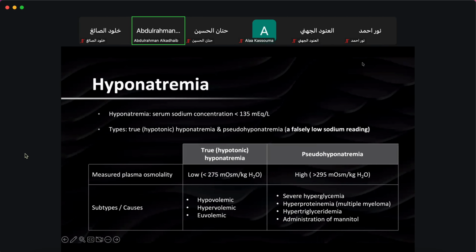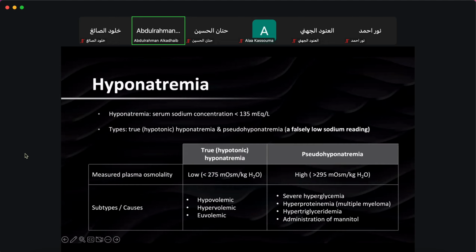As you can see in the table here, the main difference between the two types, the true hyponatremia and the pseudo-hyponatremia, is the osmolality level. And as we said, because the sodium contributes the most to the osmolality level, we're expecting it to be low in true hyponatremia. And in pseudo-hyponatremia, it should be high or sometimes normal because of the other particles in the volume that may falsely make the sodium level low and make the osmolality high.